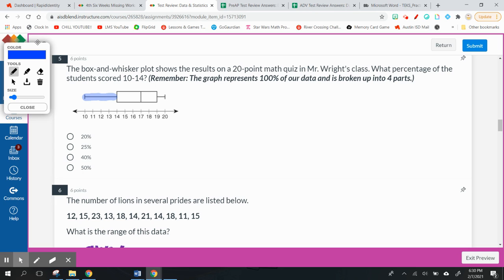We know this graph represents 100% of our data. From here all the way to the end over here, that is 100% of our data. 100% of the students are represented. However, the data is chunked into 4 parts. 1, 2, 3, 4, right? Quartiles, right? Each section is called a quartile. That's where we get the fact that it's divided into 4 parts, right?